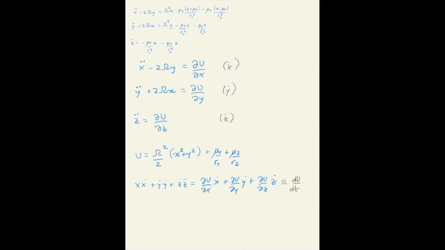So if you integrate the left-hand side in time, then you obtain x dot squared plus y dot squared plus z dot squared, plus an integration constant C, is equal to twice this function U. So there you have it. C, this constant of integration, is the Jacobi constant.